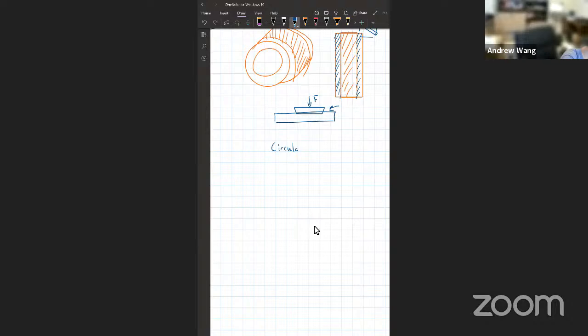Oh, I think my thing's lagging. I think my OneNote just crashed. Hold on. Yep, it crashed. Sorry about that.